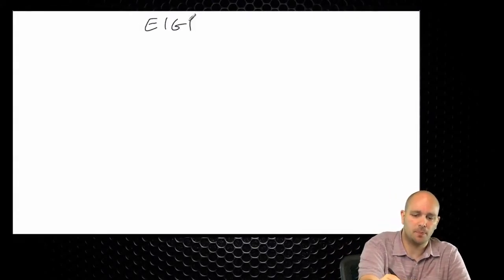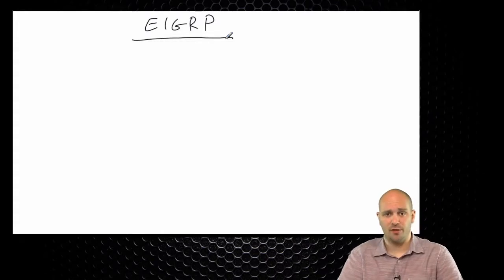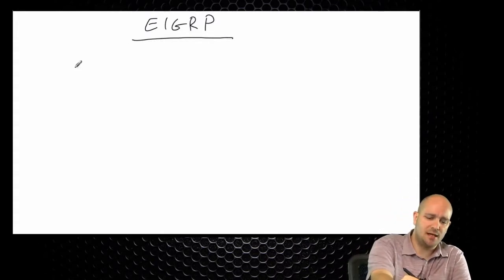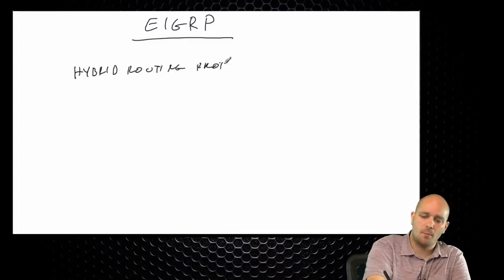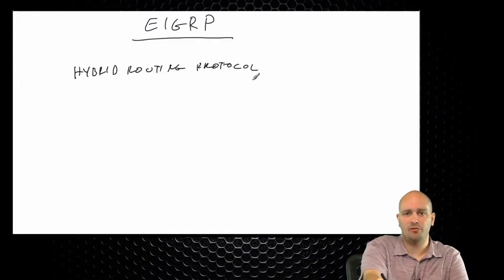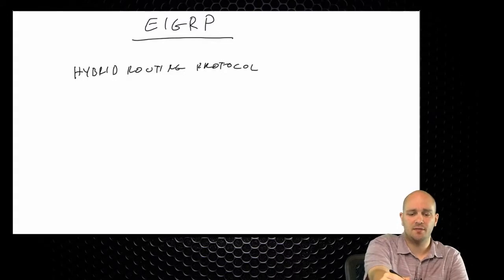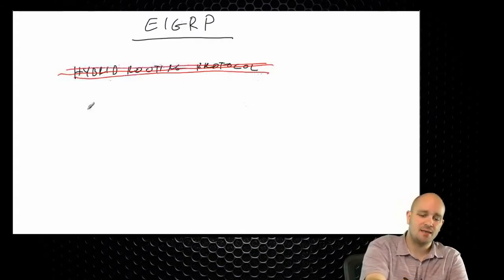The next topic that you're going to talk about is going to be EIGRP. Now, EIGRP is or used to be Cisco's proprietary routing protocol. They used to say that this was a hybrid routing protocol because, according to Cisco marketing, it brought the best out of distance vector routing protocols and the best from link state routing protocols.